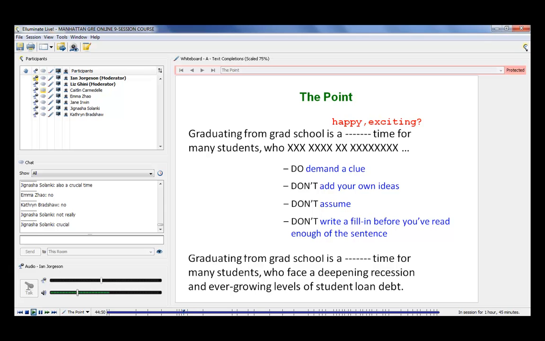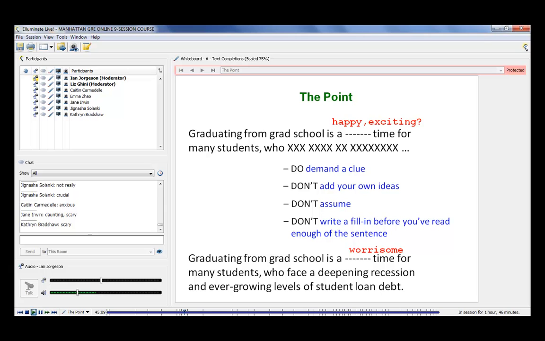I don't think crucial is negative enough. I like scary, actually. I think scary is really good. I think the word I've got here is, yeah, worrisome. It's a worrisome time for many students.